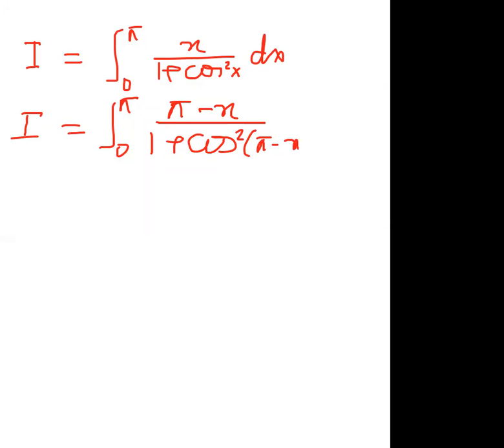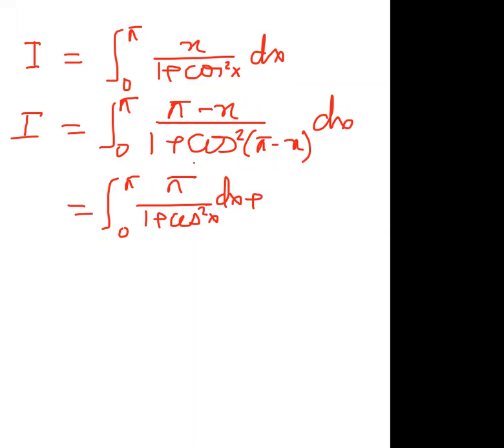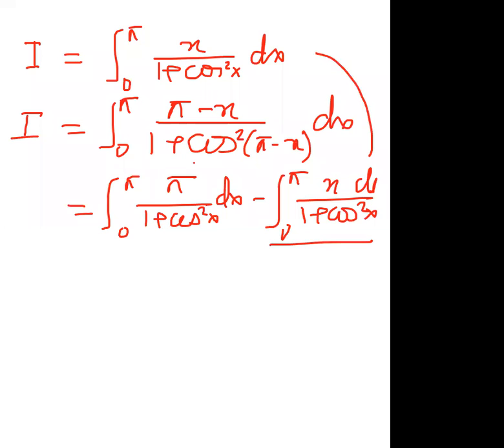The integral from 0 to pi of pi upon 1 plus cos square x. Cos of 180 minus theta is minus cos theta, dx, plus, minus integral 0 to pi x upon 1 plus cos square x dx. Now see, this is the same as the question. So I could write I is equals to pi times the integral from 0 to pi of 1 upon 1 plus cos square x.